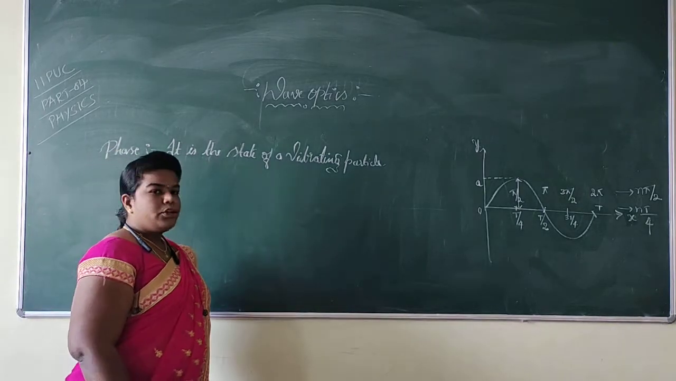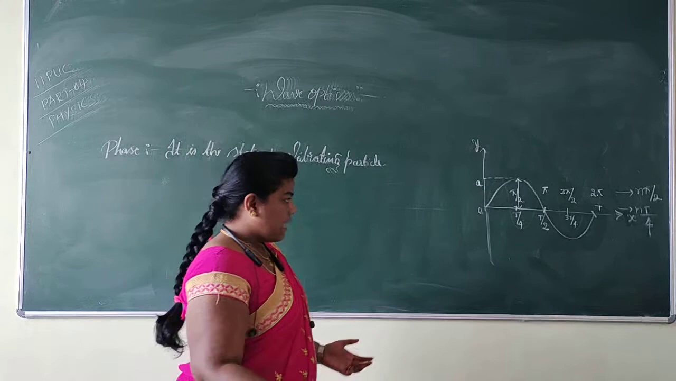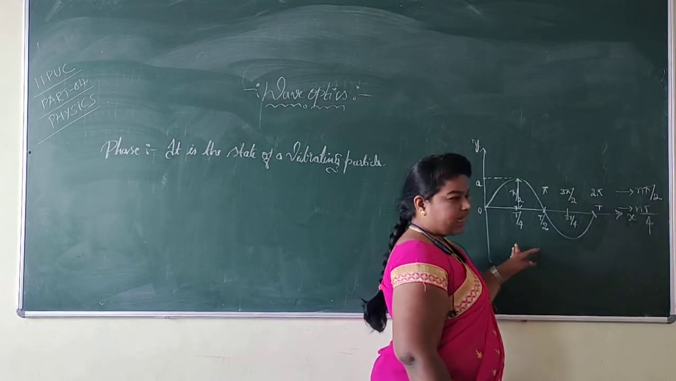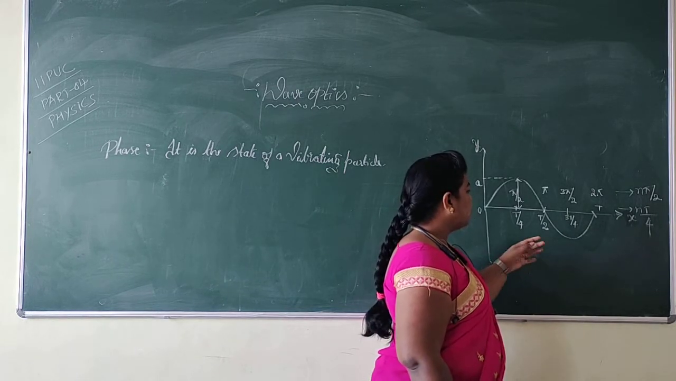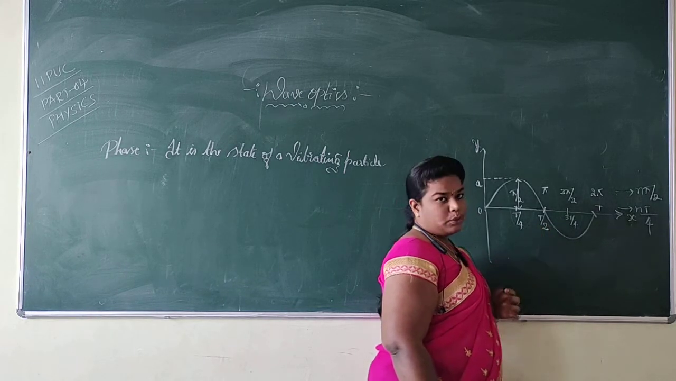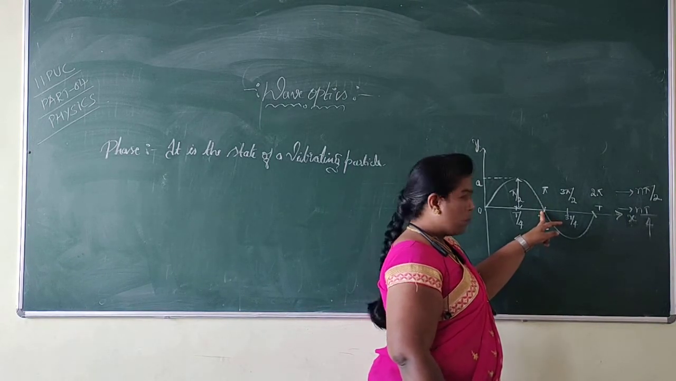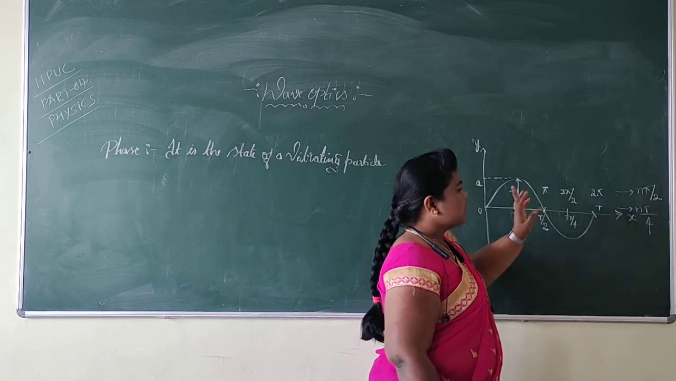Yes, dear students, then how do we say what the phase angle of a given vibrating particle is? So you may get the question. I may ask you, what is the phase angle of a vibrating particle when the time period is T by 2? See, my dear students, at T by 2, the phase angle is pi.